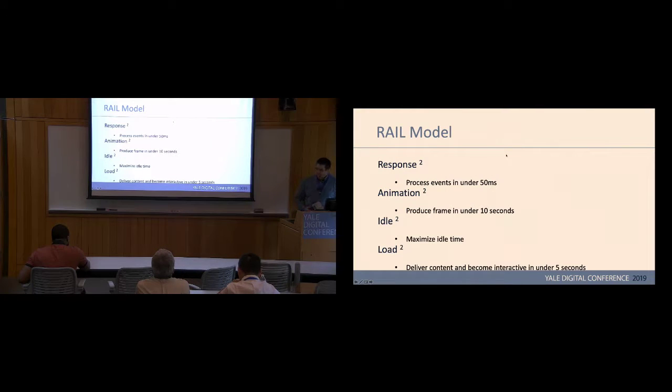So I'll just quickly go over this. Google has what's called the RAIL model. It's response, animation, idle, load. Quickly going through it: response is about events done on the page. If you click something and you need a response within the JavaScript model, you want it to respond within 50 milliseconds.